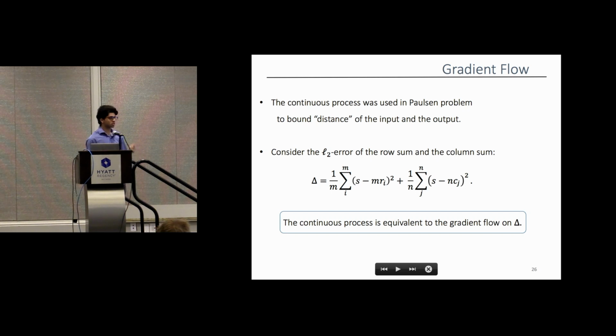And it turns out that the continuous process we defined before is exactly a gradient flow of this delta. So if you take the gradient with respect to the matrix entries of this measure, then you naturally get the gradient flow. I'll mention that this was studied independently and much before us in a much more general setting in symplectic geometry by Kirwan. So we didn't invent this, but it turned out to be really natural and useful for our problem.